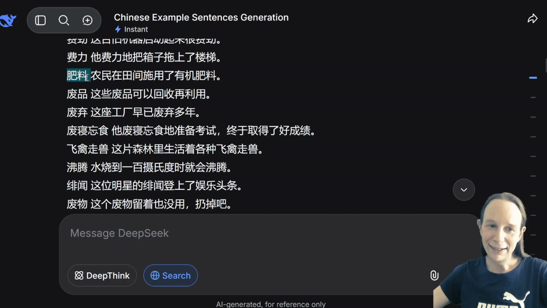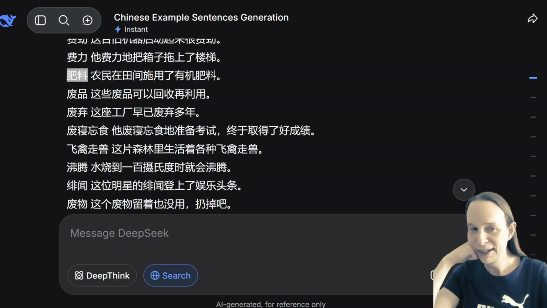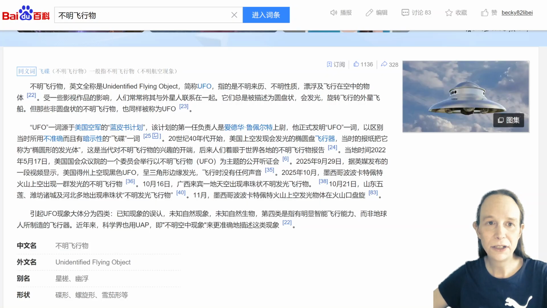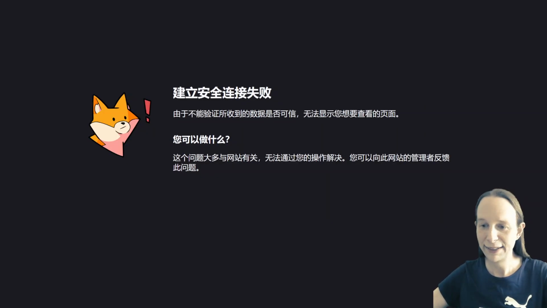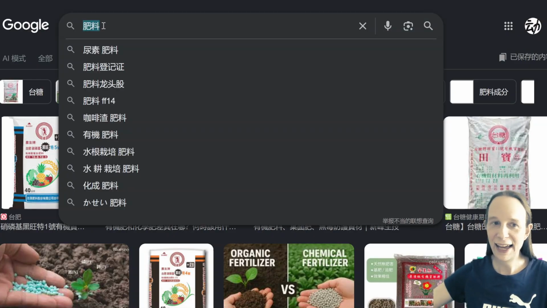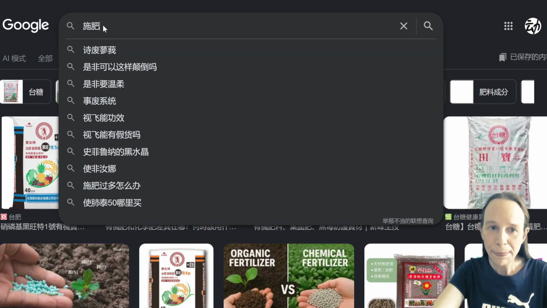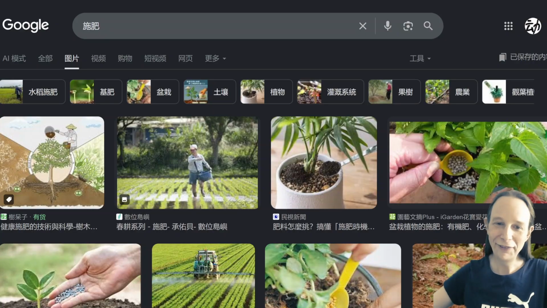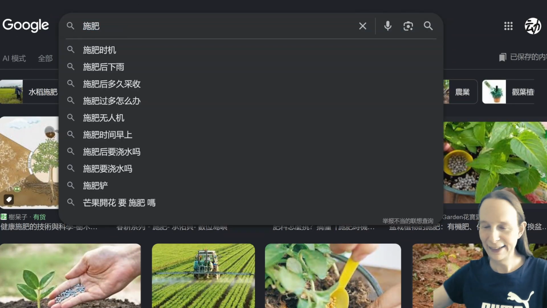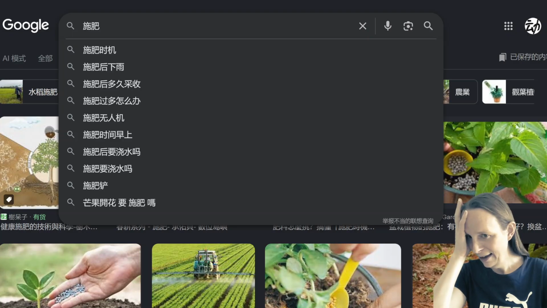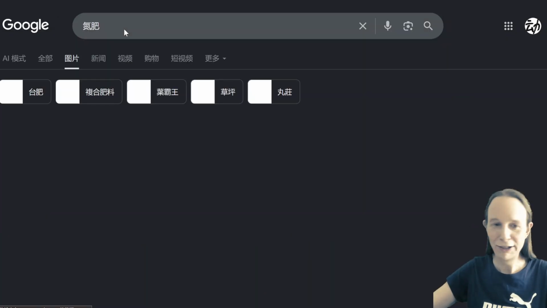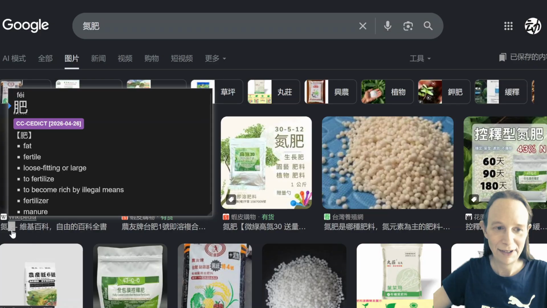All right, 肥料. Maybe we already know this one, but 肥料 is fertilizer. I'll put it in Google image search. All right, 肥料, fertilizer. What do you do with fertilizer? You 施肥. You apply the fertilizer. 施肥. And there's different types of manure. So like the 氮肥, nitrogenous fertilizer. And what's the other one?